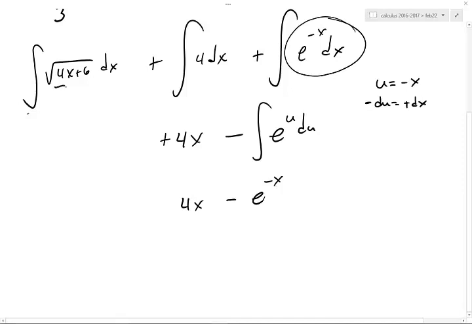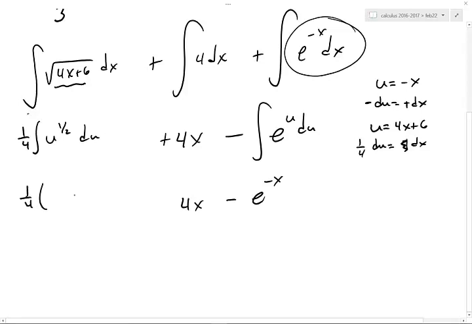Now, what about this fella here? Do you see a function in a function? I do. So u is 4x plus 6. So du would be equal to 4 dx. And so I've got a fourth of a du, yes? So that's 1/4. U to the 1/2. I feel like I just did this problem, didn't I? From whence did that come? It came from u to the 3/2, yes? Times 2/3.